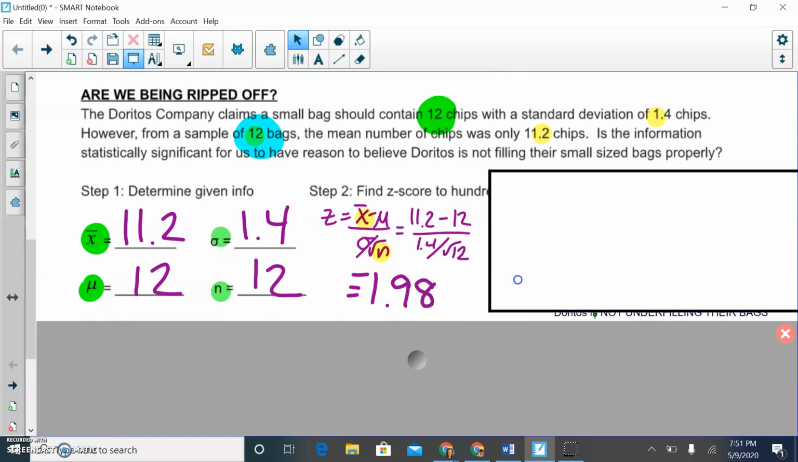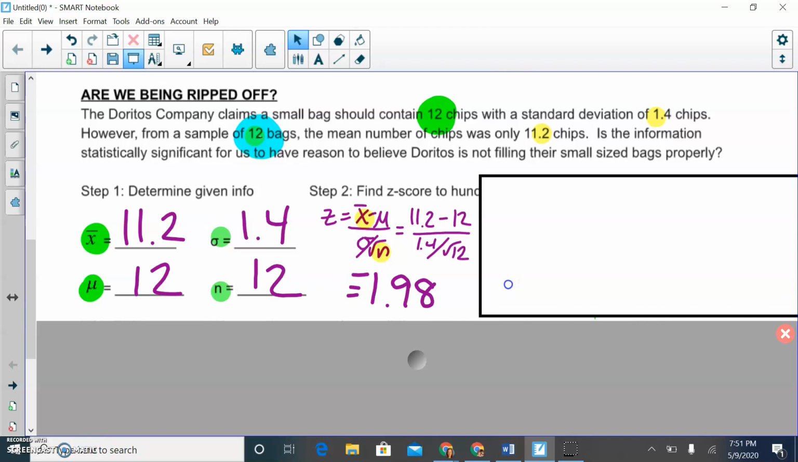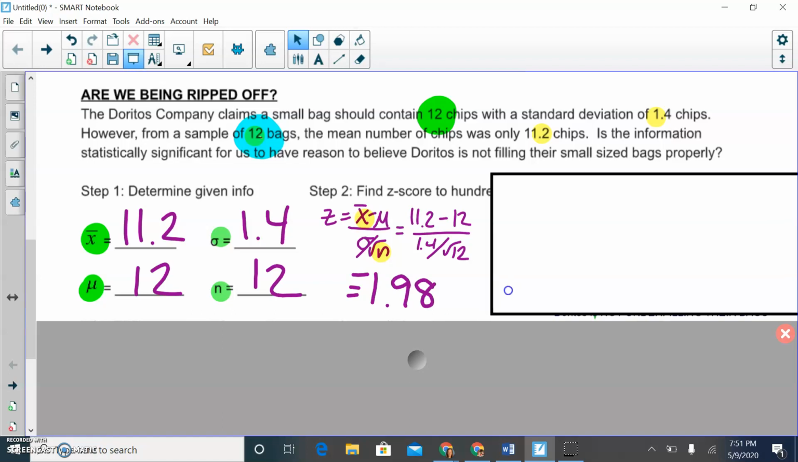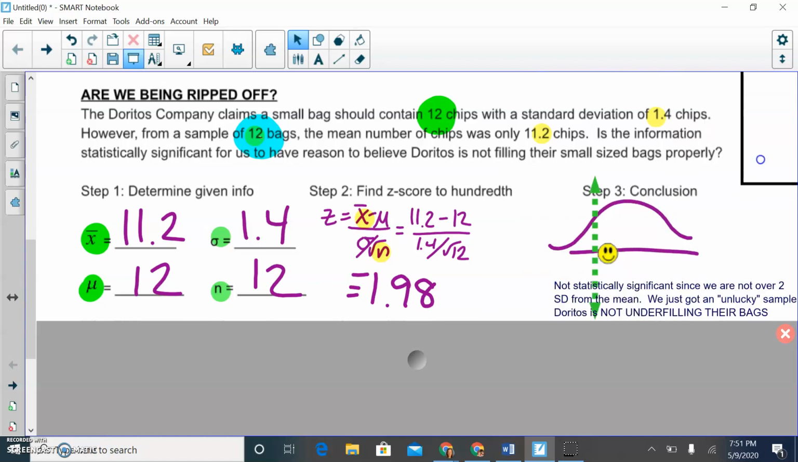So we have 11.2 minus 12 over 1.4 divided by the square root of 12. Plug that into your fancy schmancy calculator and we get negative 1.98. So let's decide if that's statistically significant.